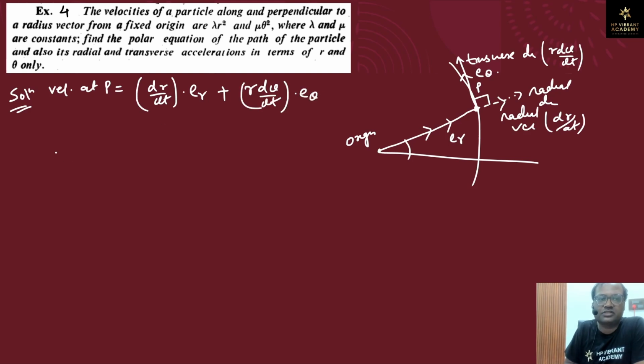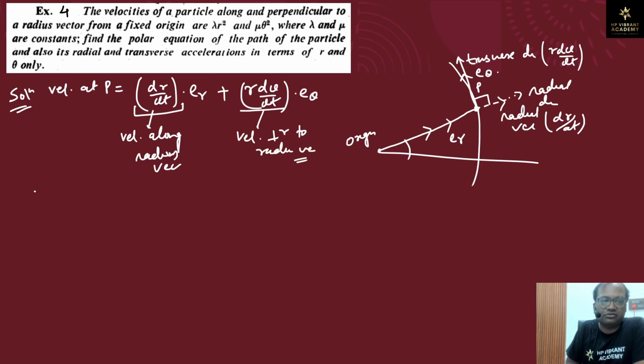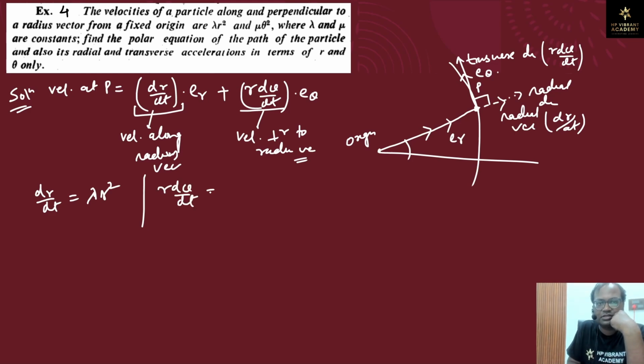So what is given in the question is the velocity of the particle along the radius vector and the velocity perpendicular to the radius vector. The velocity along the radius vector, dr/dt, is given as λr², and the velocity perpendicular to the radius vector, r dθ/dt, is given as μθ². This is equation 1, this is equation 2.